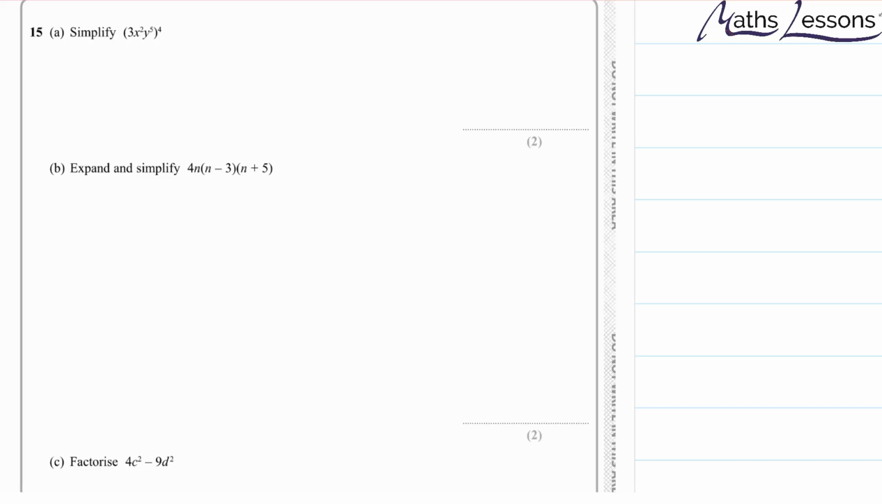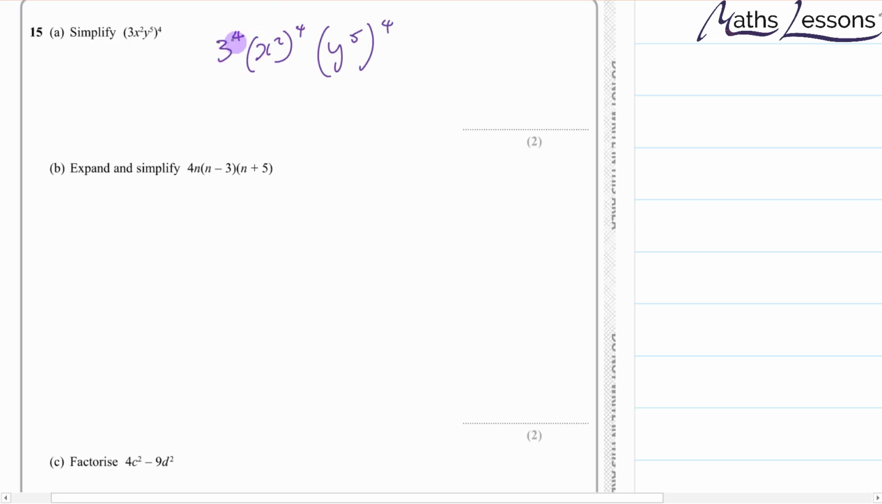Right, question 15, big algebra question, is a part D we'll scroll down to in a minute. So what we've got here is 3x squared y to the 5, all to the power of 4. So that means we do everything to the power of 4. So we do the 3 to the power of 4, you do x squared to the power of 4, and you do y to the 5 to the power of 4. And when you do things to the power of a power, you times them.